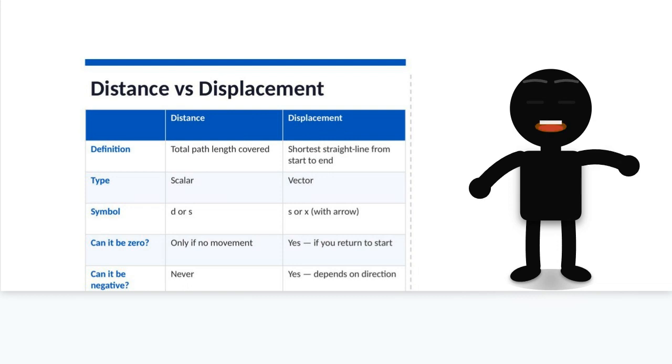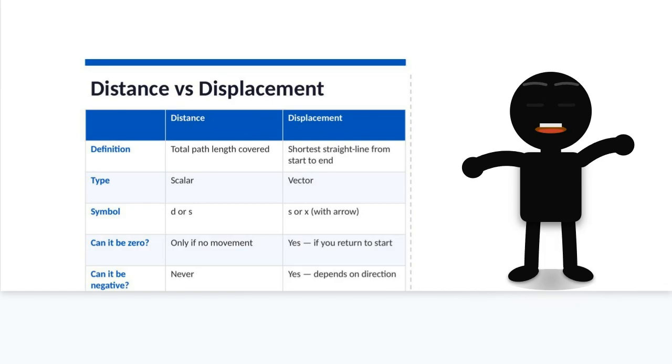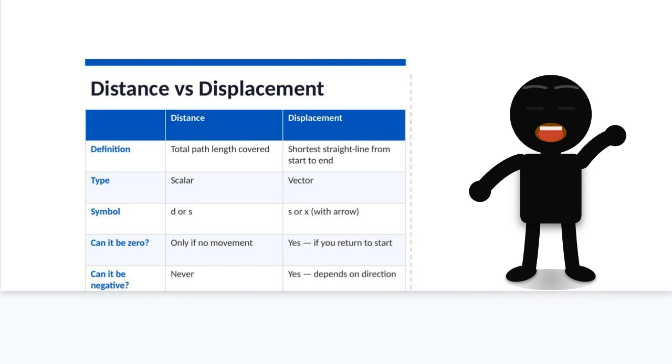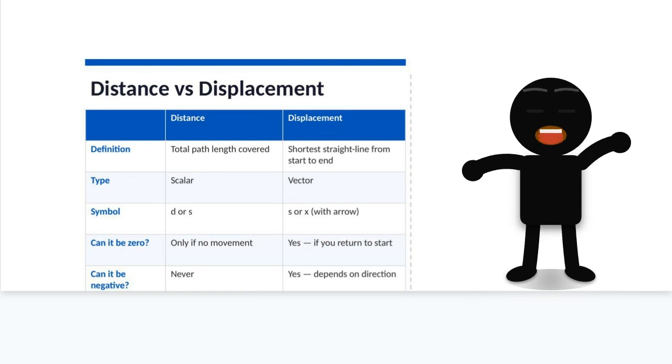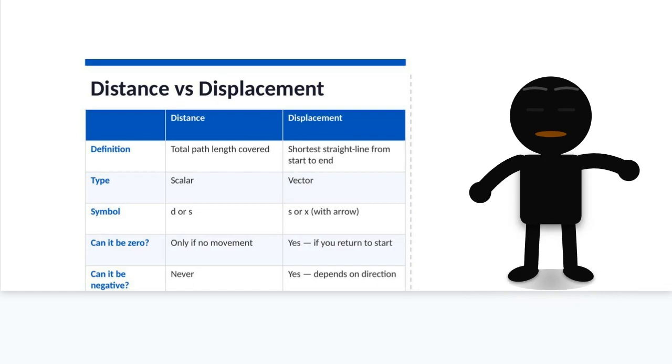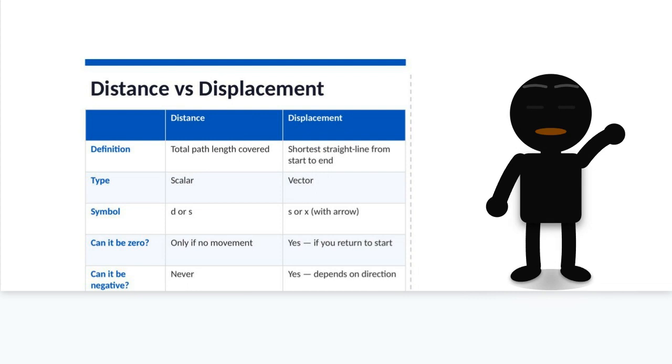Now let us compare distance and displacement directly. Distance is the total length of the path you travel. It is always positive because you are always covering ground in some direction. Displacement is the straight line distance from your starting point to your ending point, measured in a specific direction. Displacement can be zero even if you have moved a lot, like our running track example. Displacement can also be negative, which simply means you ended up behind where you started, depending on how you define the positive direction. Both are measured in meters.